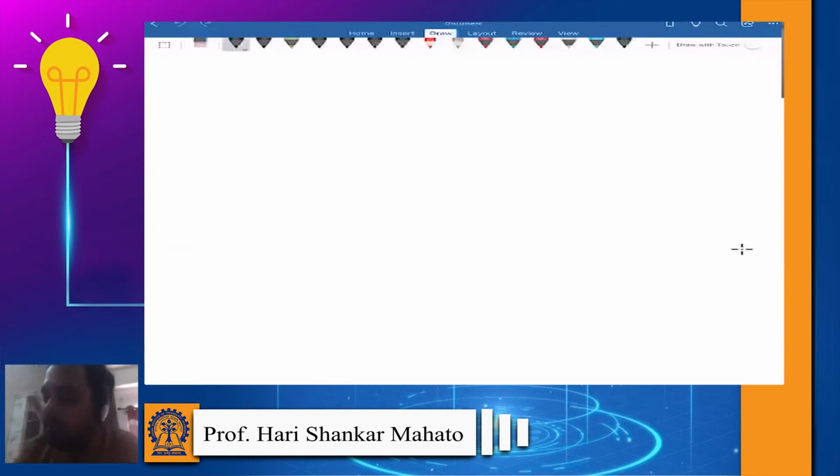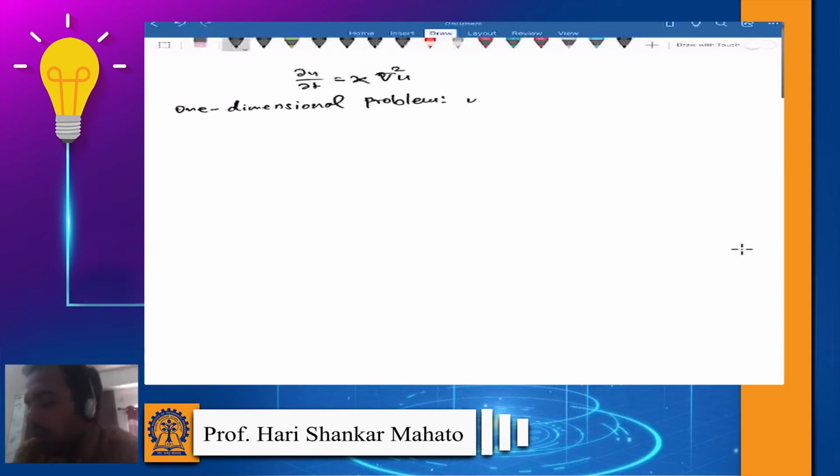In the new page, we know that from the heat conduction problem, we got the heat equation as del U del T equals some kappa times the Laplacian of U. In case of a one-dimensional heat flow, your U will become only a function of x and t. Here it is a function of x, y, z, and t. But in case of one-dimensional heat flow, it will become simply a function of x and the time variable t. Then your entire equation will get modified to del U del T equals kappa del square U by del x square.